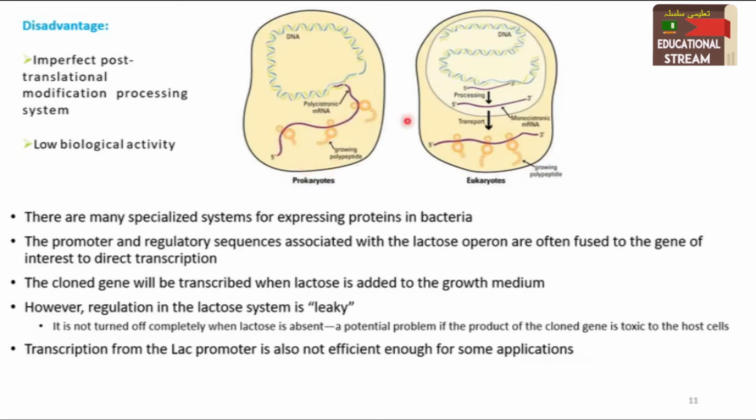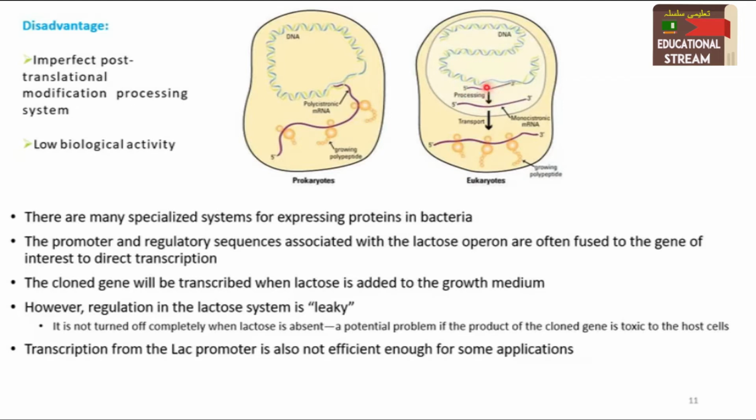This is not the case in eukaryotes, because in eukaryotes, the DNA or chromosomes are located within the nucleus. The process of transcription occurs within the nucleus, and when the messenger RNA is formed, we call it the nascent messenger RNA or pre-messenger RNA.